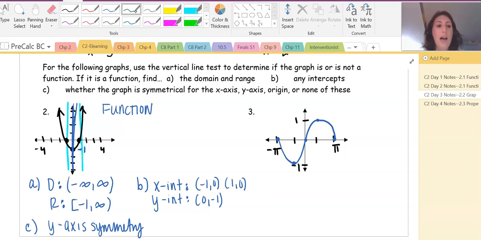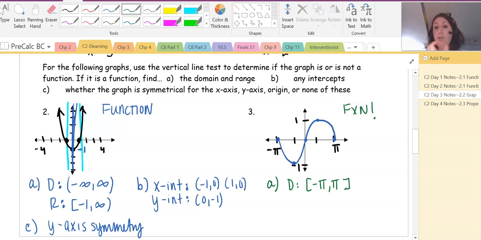Okay. So again, this is also a function. It will pass our vertical line test. I'm abbreviating this time. My domain. So my x's, I'm going from -pi as my lowest x to +pi. Okay, and I am using brackets because it does specifically include -pi and end at pi. And then my range, I'm going from -1 up to +1.